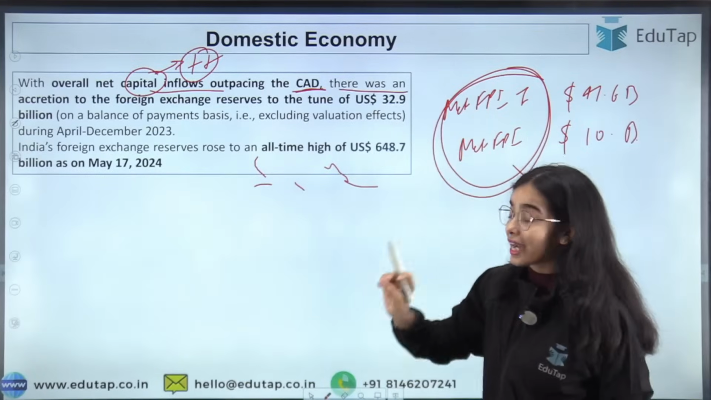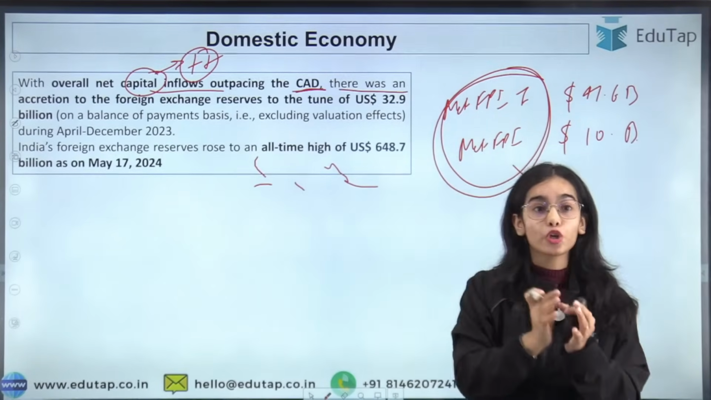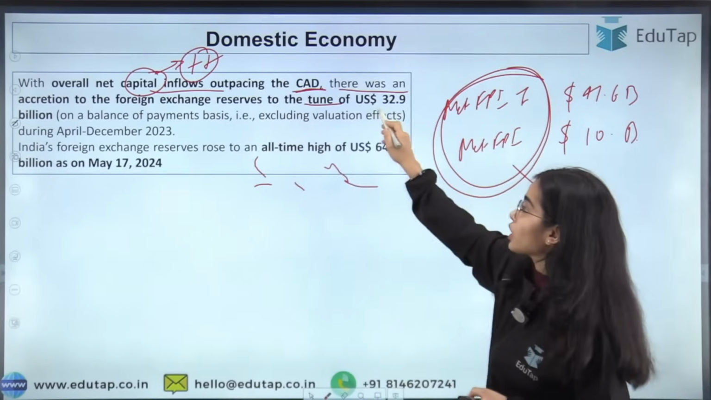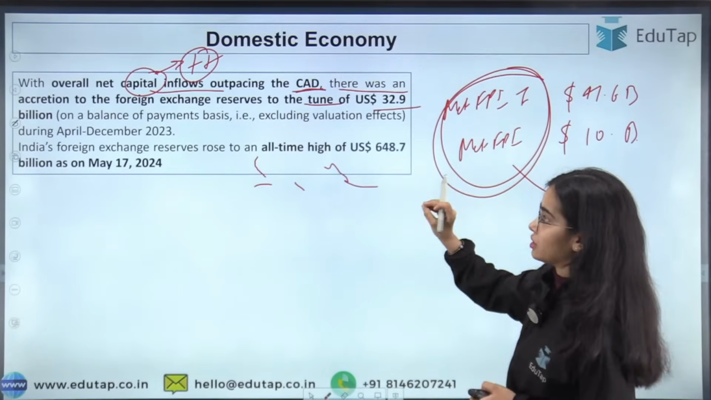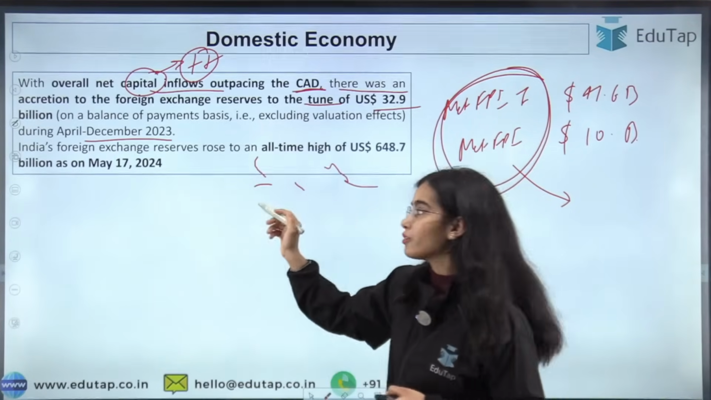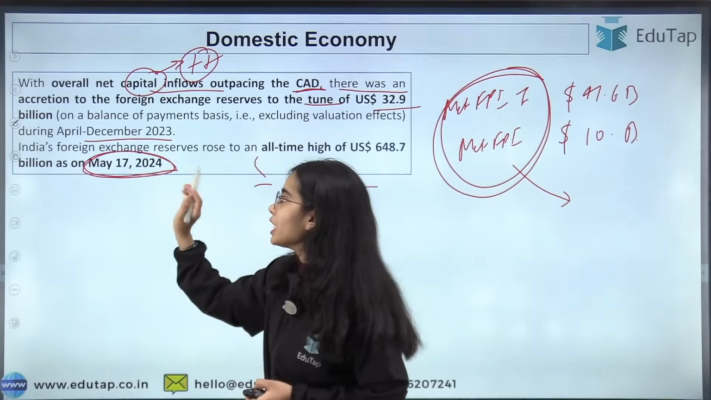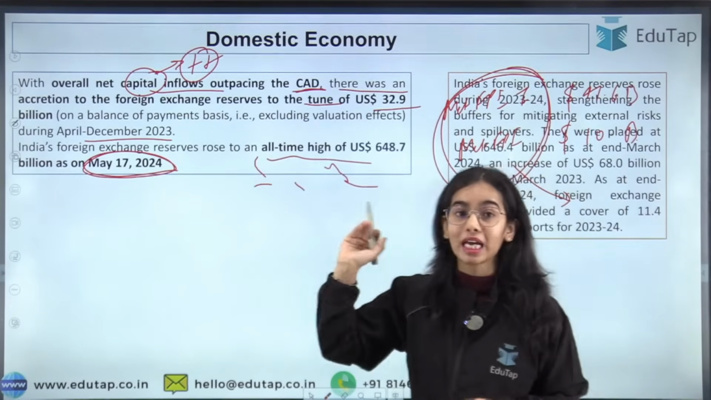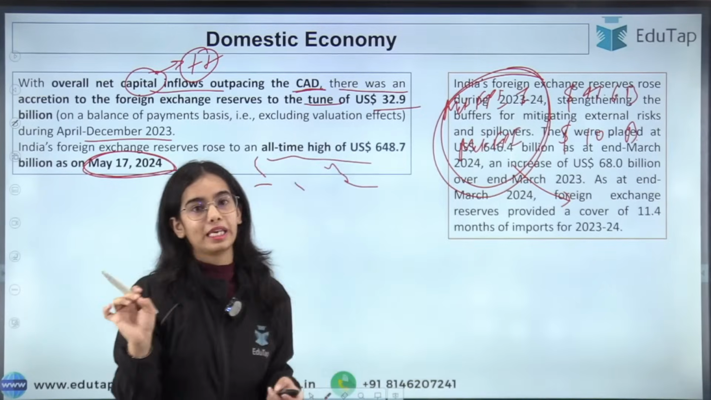There was an accretion, and we have accumulated extra foreign exchange reserves to the tune of US dollar 32.9 billion during April to December 2023. If we see the recent period, as of May 17, 2024, India's foreign exchange reserves have risen to an all-time high of US dollar 648.7 billion.